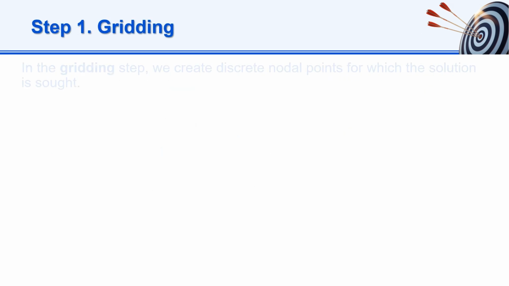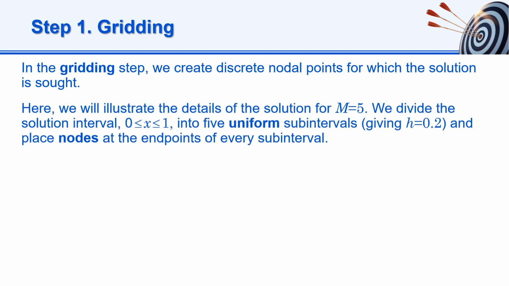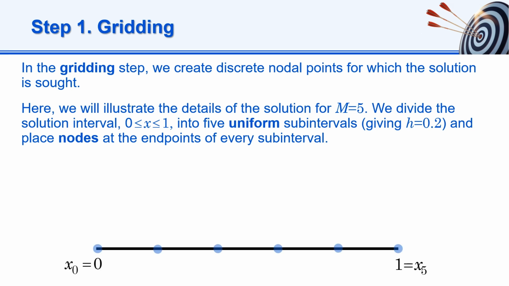Now let's go through the solution procedure step by step. In step 1, the gridding step, we create discrete nodal points for which the solution is sought. Here, we will illustrate the details of the numerical solution for m equals 5. We divide the solution interval from 0 to 1 into 5 uniform subintervals giving h equals 0.2 and place nodes at the endpoints of every subinterval.